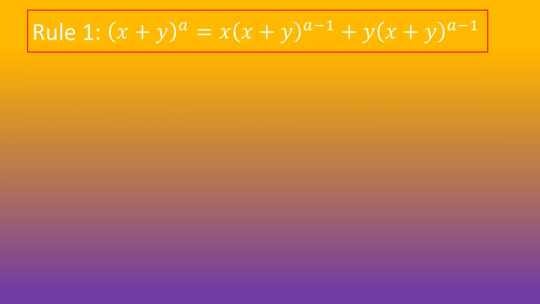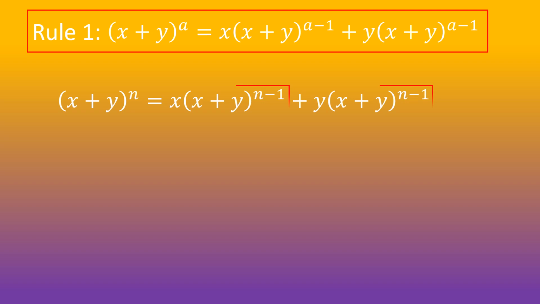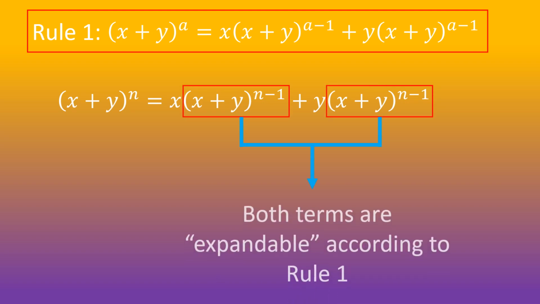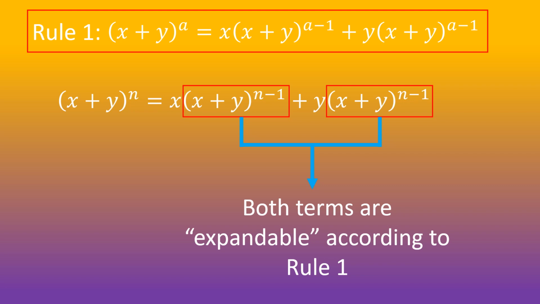So basically, if we apply rule 1 to (x + y)^n, it results in two more expandable terms. And of course, these two expandable terms each result in two more expandable terms. Therefore, if we do m expansions, then the number of terms we have will be 2 to the power of m.